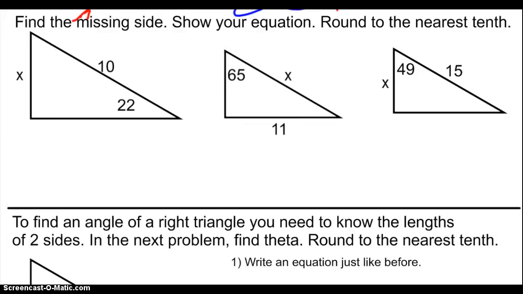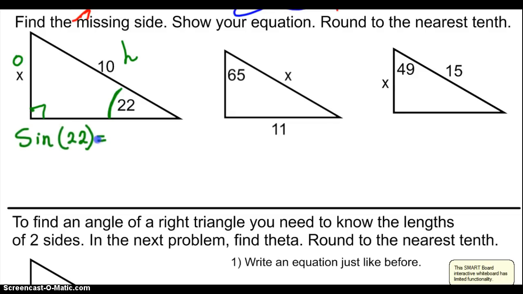Alright, let's start with the first one. So, we've got a right triangle here. It looks like I've got 10 as my hypotenuse, and here's my angle 22, so x will be my opposite side. So we've got a hypotenuse and opposite side. SOHCAHTOA, sine. We're going to use sine there. So sine of 22 is equal to our opposite over the hypotenuse, which is x over 10.